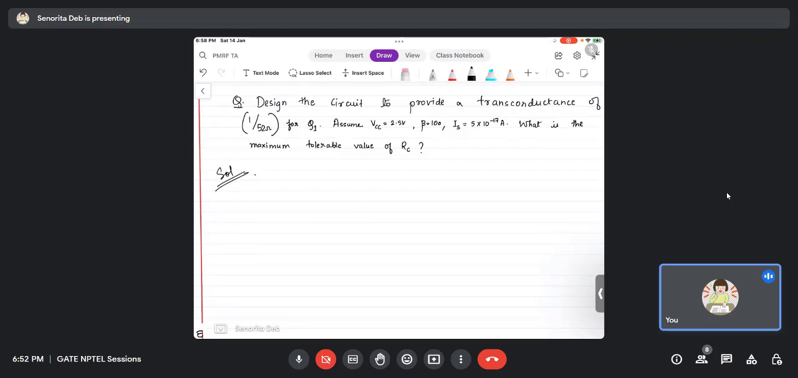First calculate, GM is given as 1 by 52, which equals IC by VT. Take VT to be 26 millivolts. Tell me what is IC. Please note down the question and solve for IC. Tell me what IC you are getting. And once you get IC, find VBE with this formula. Till here, please do it. Tell me the answer and then we will proceed. Please write the answer in the chat box. After that, we will proceed.